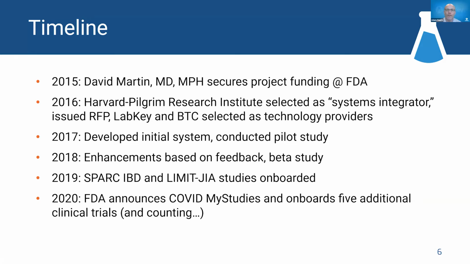We did a beta study through the FDA. And then the next year, we onboarded 2 large clinical trials from 2 different advocacy groups. Spark IBD is an IBD study. Limit JIA is a juvenile arthritis study. You can look those up. They're obviously public.